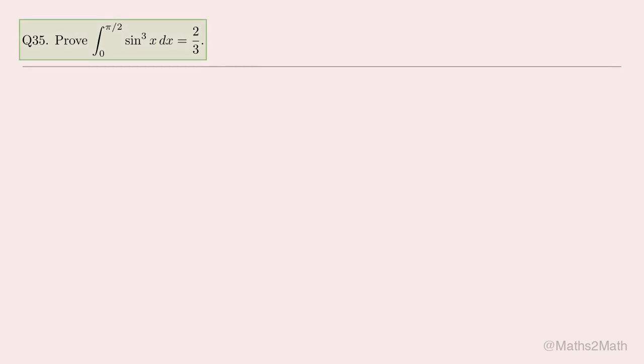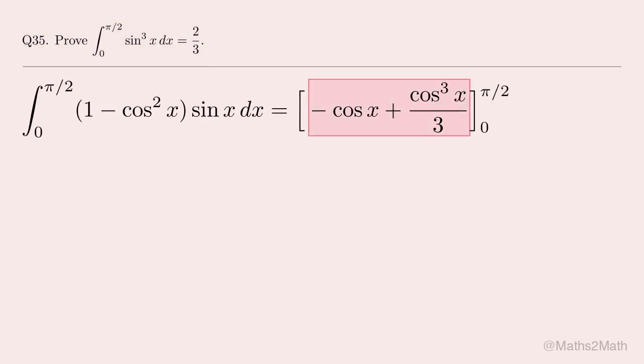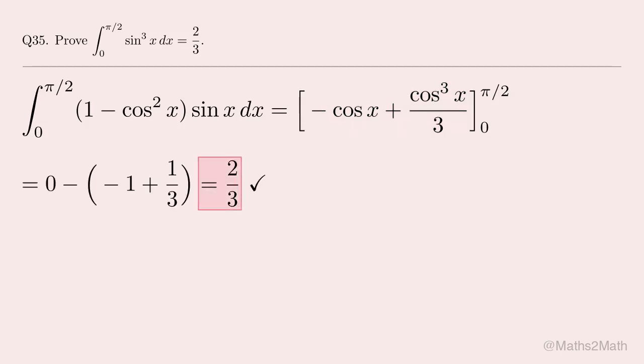Question 35. Peel one sine and substitute cosine. A cubic in u. Sine cubed is 1 minus cosine squared times sine. 0 minus 1 plus a third, 2/3.